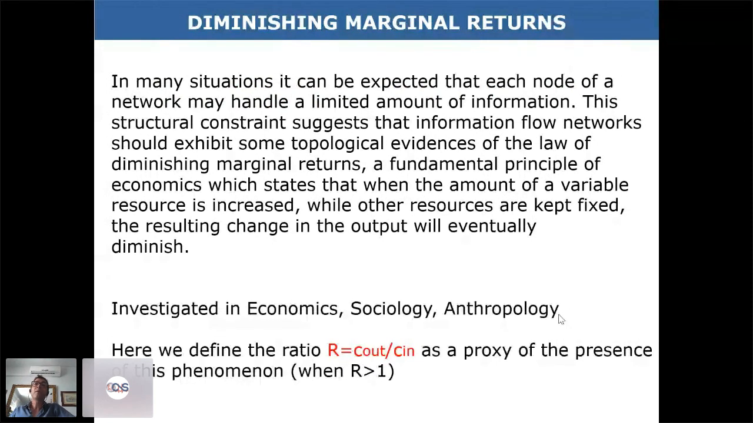In this sense, we define the ratio between outgoing and incoming connectivity as a proxy of the presence of this phenomenon. So we can postulate that when this ratio is greater than one, we have evidence of the law of diminishing marginal returns.